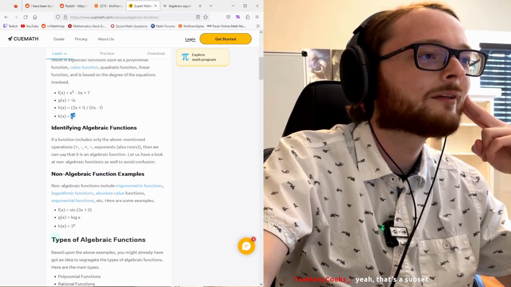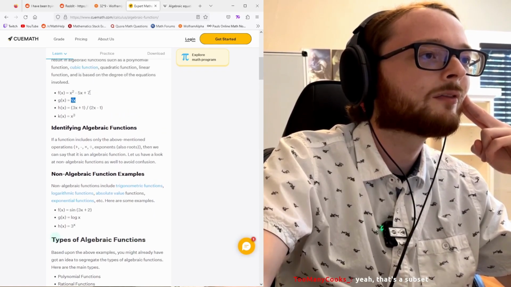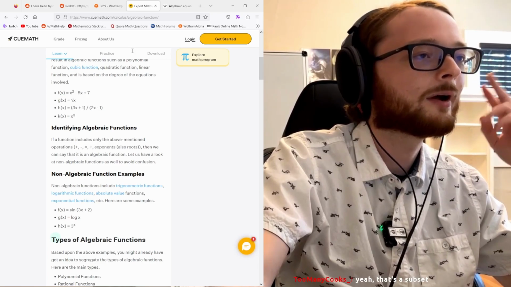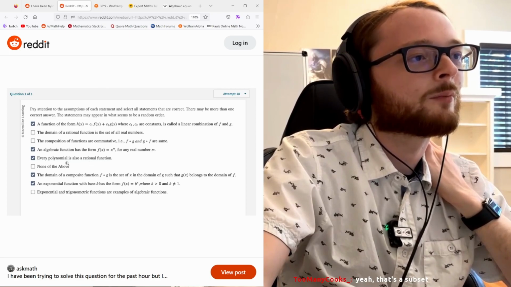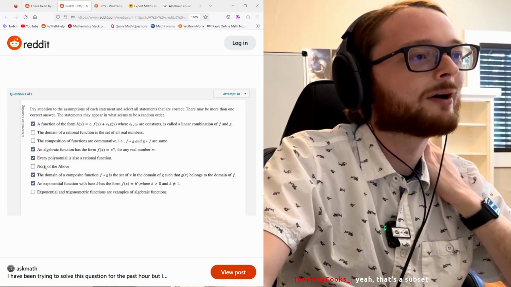Like it would cover this case and this case, but not the other two. Okay, I see what they're saying now. Every polynomial is also a rational function. Yep. Wait, this is a weird none of the above.